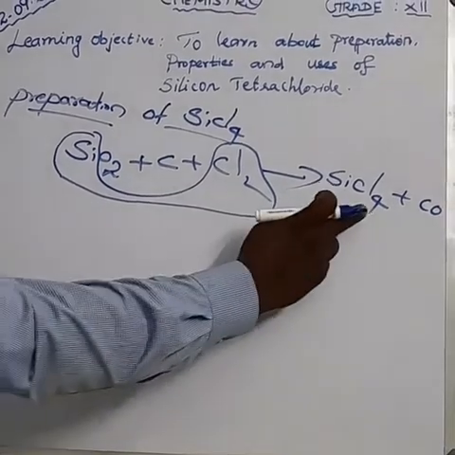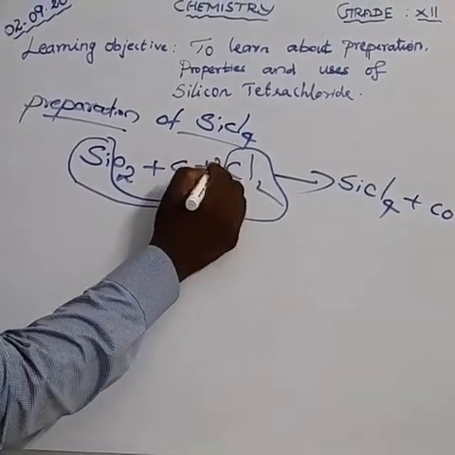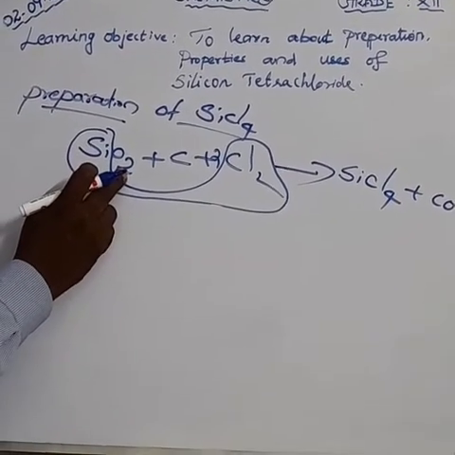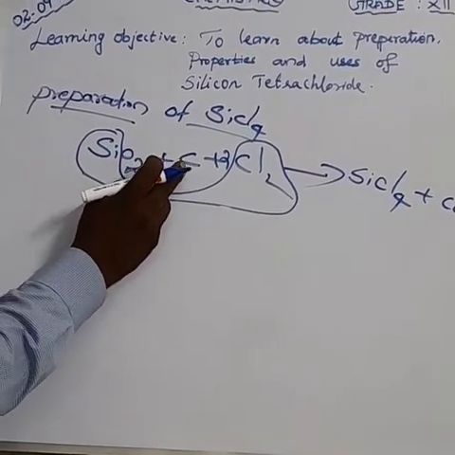How much chlorine is there? 4 chlorine, so make it 2 here. Silica also, one equation balanced. How much oxygen is there? 2 oxygen, so here make it 2.